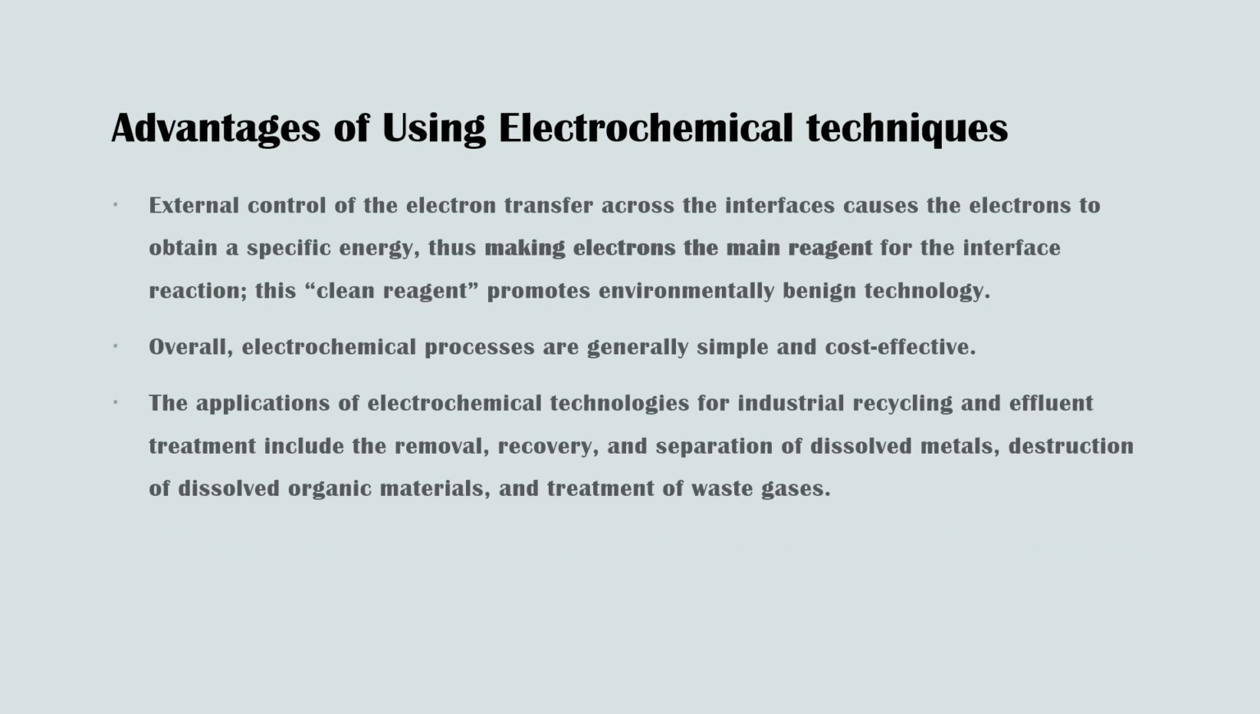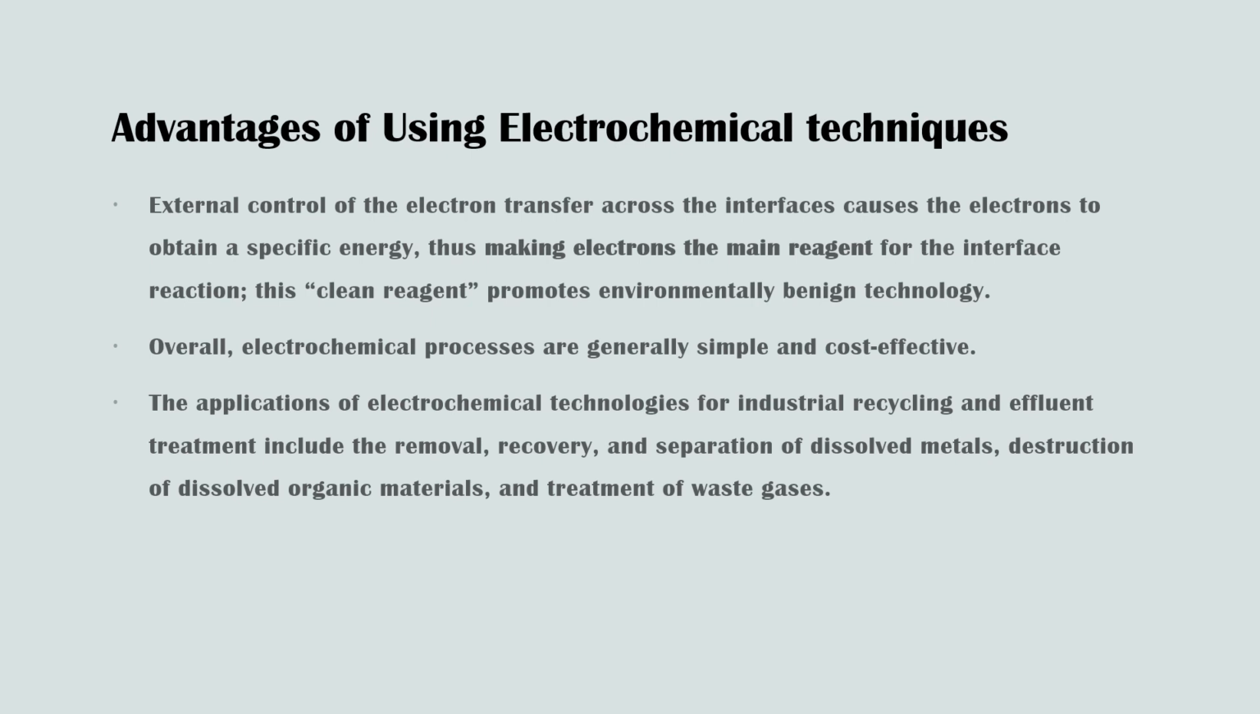Electrochemical processes are generally simple and, if properly designed, they are cost effective too. There is external control of the electron transfer across the interfaces, because in any electrochemical reaction we have the transfer of electrons. So this electron transfer occurs between any two phases and causes the electrons to obtain a specific energy, thus making the electrons the main reagent for the interface reactions. This shows that an electron can act as a clean reagent which promotes environmentally useful, good adaptable technology.